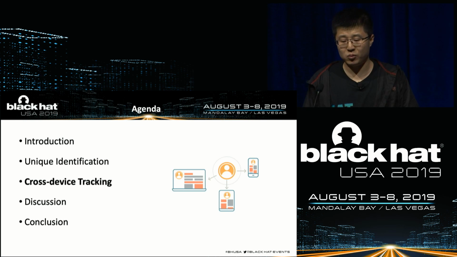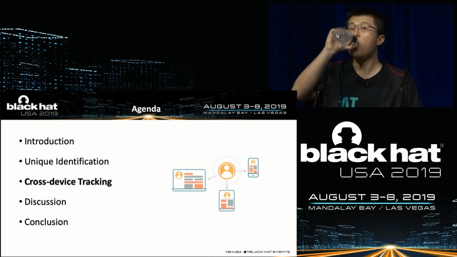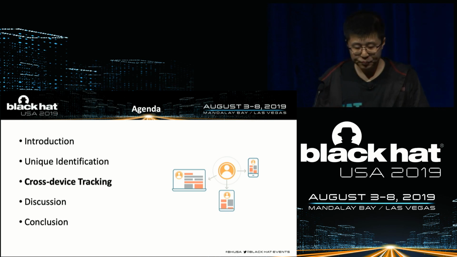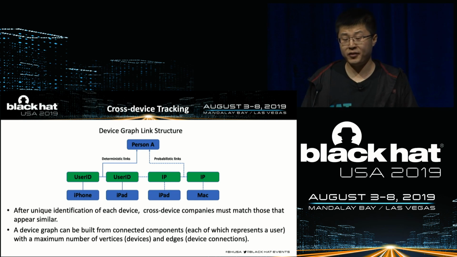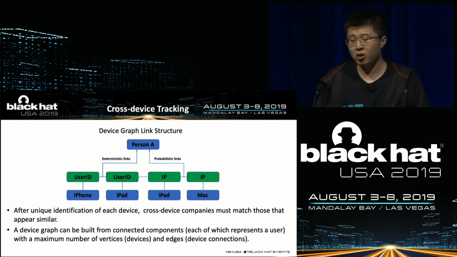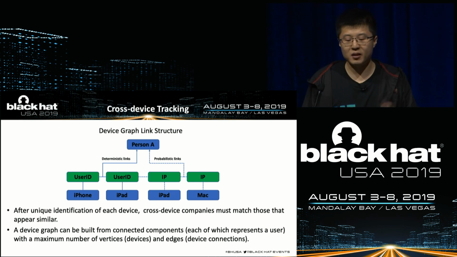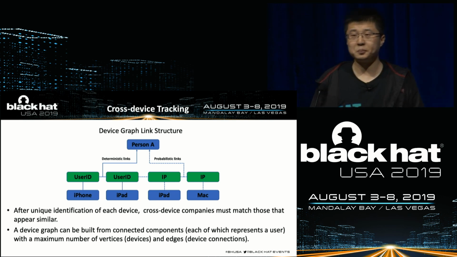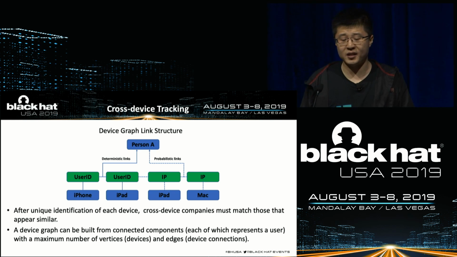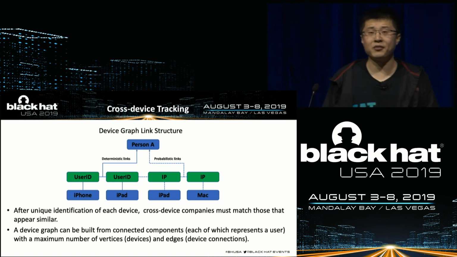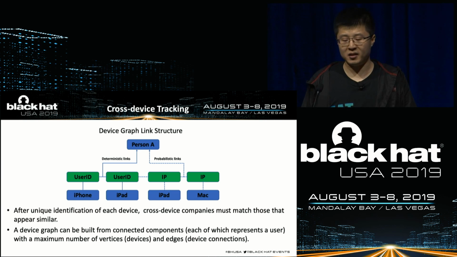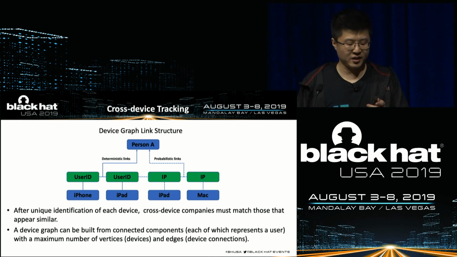Okay, let's go to step 2, cross-device tracking. After the unique identification of devices, cross-device tracking companies must match those that appear similar. Successfully matching devices at scale is a core challenge for cross-device tracking. A device graph can be built from connected components with a maximum number of devices and edges.